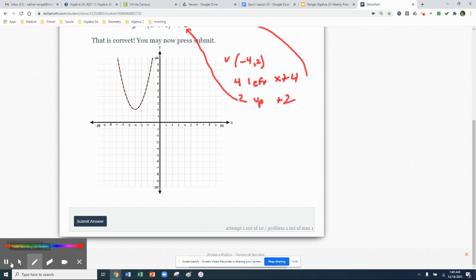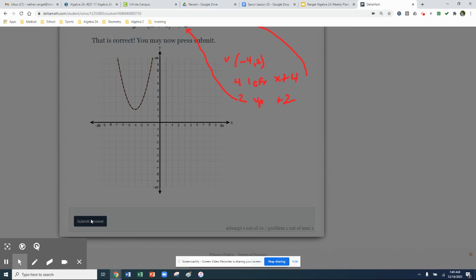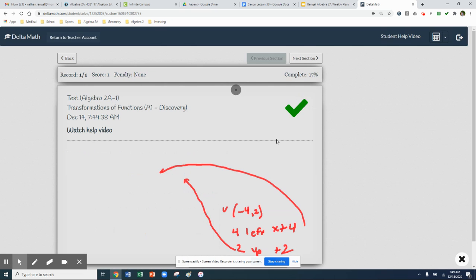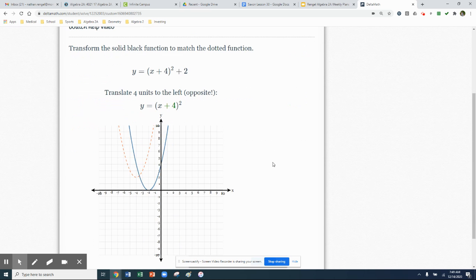And once we get to there, we'll hit submit. And then it should show us that we did it correctly. So there would be our result. And then it's just going to kind of walk through the exact same problem we just did.